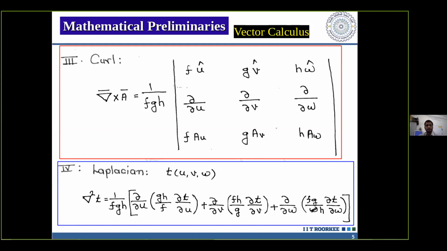And what about Laplacian? Laplacian of any scalar quantity T, which is a function of u, v, w, can be written in this way. Again, it is 1 over FGH and the first term. So for divergence, curl, and Laplacian, it is always 1 over FGH outside. You have to just remember the first column or first term. With that, the remaining two terms can be written very easily. So try to apply this to any vector and find its divergence and curl, or the Laplacian for any scalar quantity.